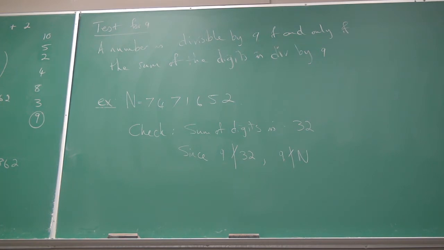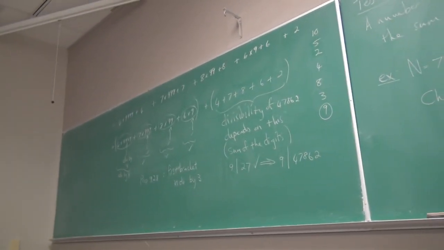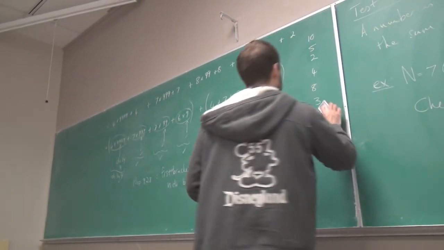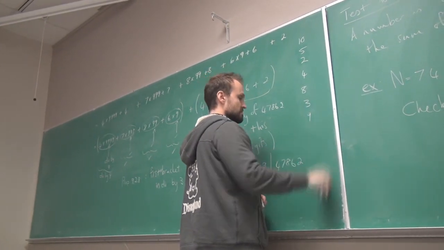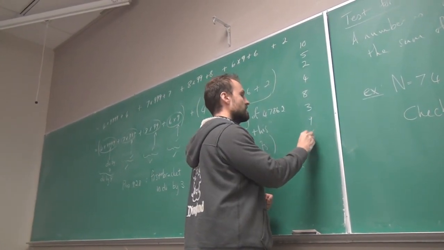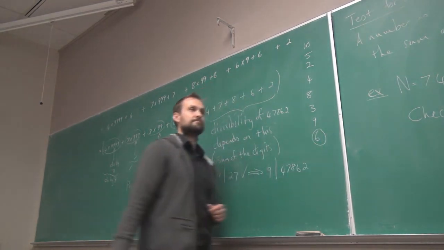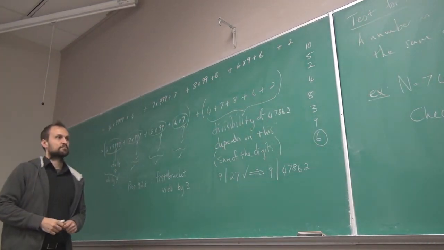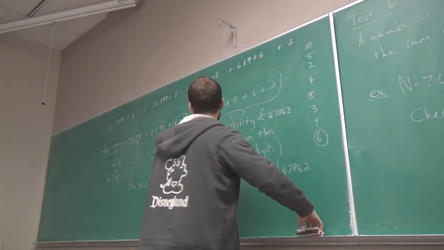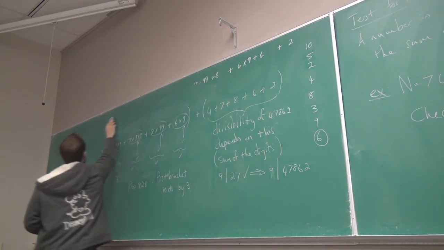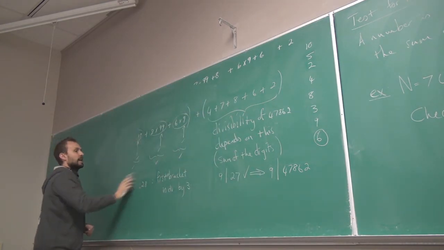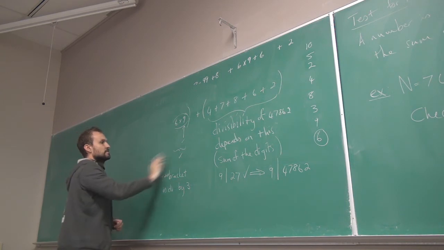Any questions so far? Which numbers are missing in my list? 6 is missing, yes, so let's do 6 next. There's more good news. 6 is not really a different test either. But we do have to write it down at least. It's not as immediate as 9 is.